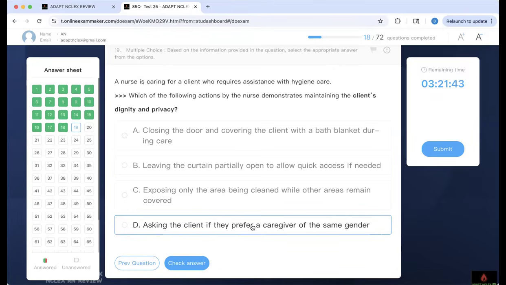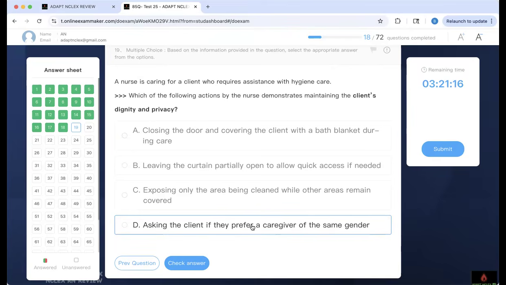Closing the door and covering the client with a bath blanket during care. Leaving the curtain partially open to allow quick access if needed. Exposing only the area being cleaned while other areas remain covered. Asking the client if they prefer a caregiver of the same gender. Which of these tells you that we are maintaining client dignity and privacy? That's all. What do you think?